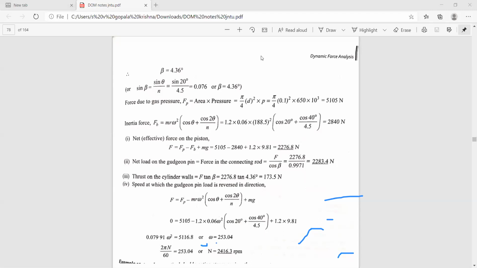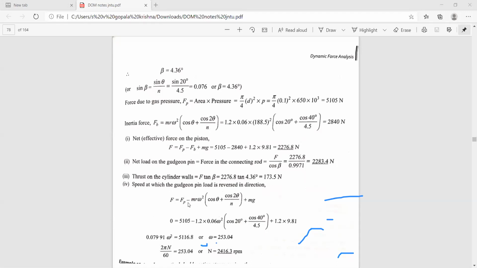173.5 newtons. Now going to the fourth one: the speed at which the gudgeon pin load is reversed in direction. So this means we will take the net force on the piston.